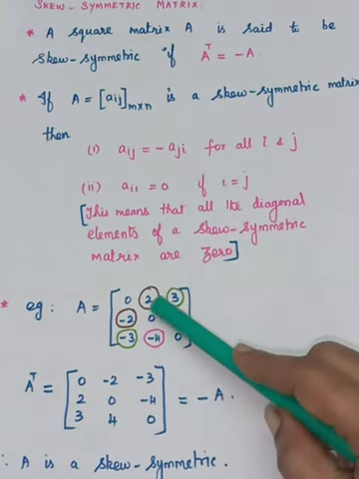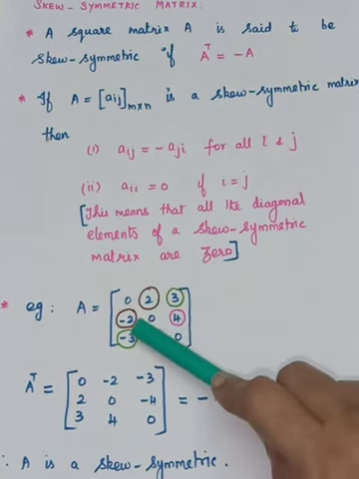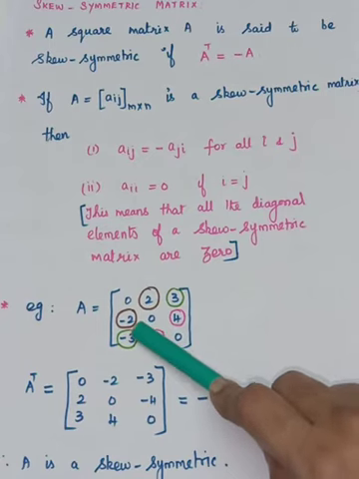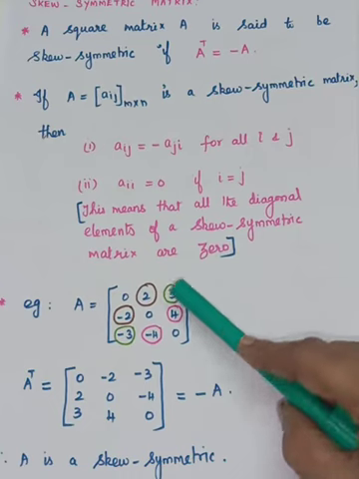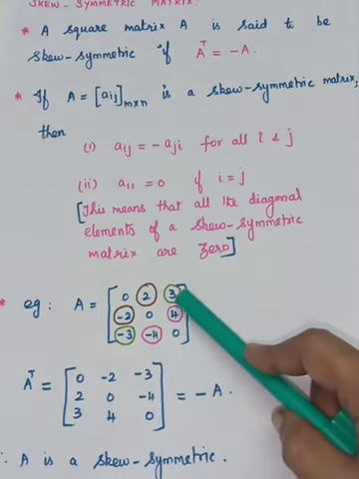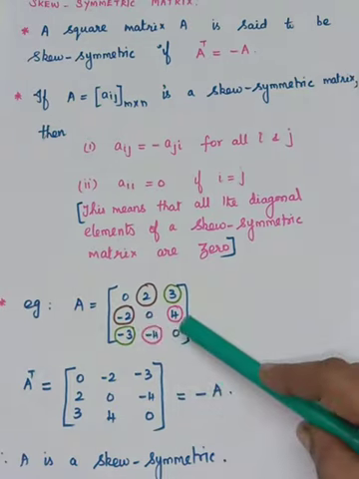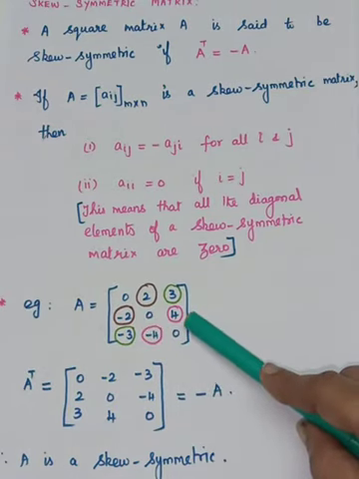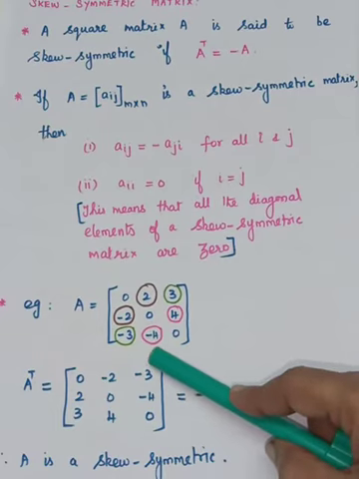That means A12, here you are having 2, means A21 should be minus 2. And A13 is equal to minus of A31. Here you are having 3, so the third row first element is minus 3. In the same way, A23 is 4, which means A32 is minus 4.